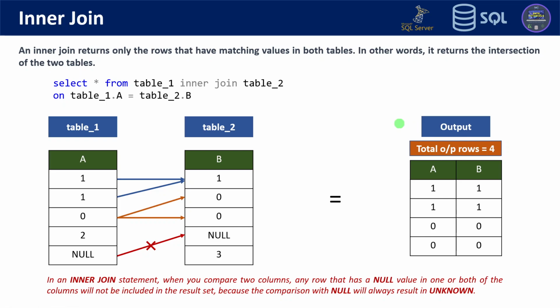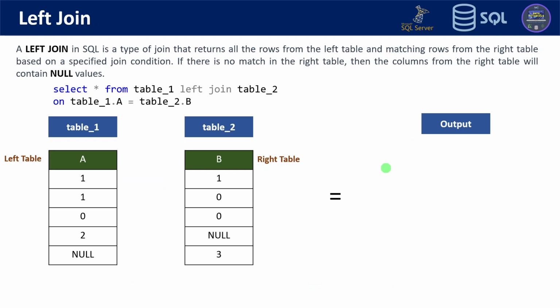I hope you have understood. The important point to note here is that null will never be equal to null, and these two have nothing to match, as there is no value 2 in table 2, and 3 will not come into the picture because we are using an inner join. Null will not be equal to null. So that is the most important point, and we will move ahead to our next join, that is the left join.